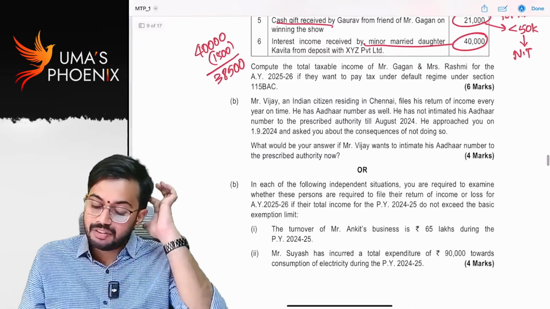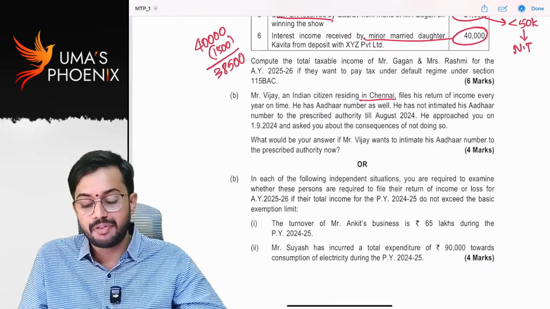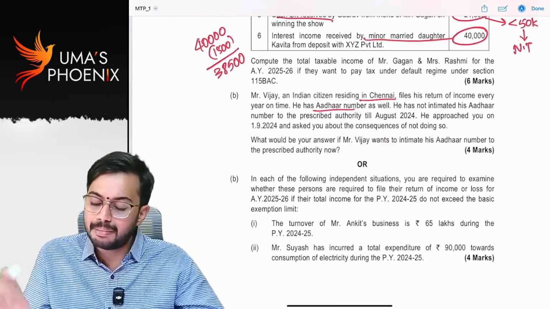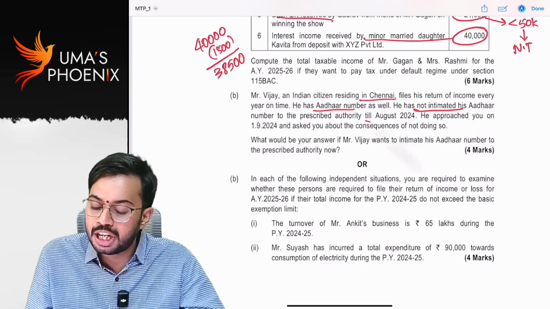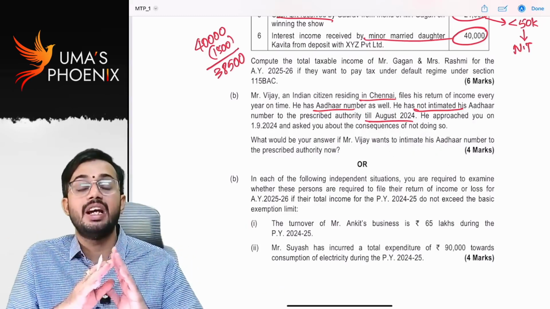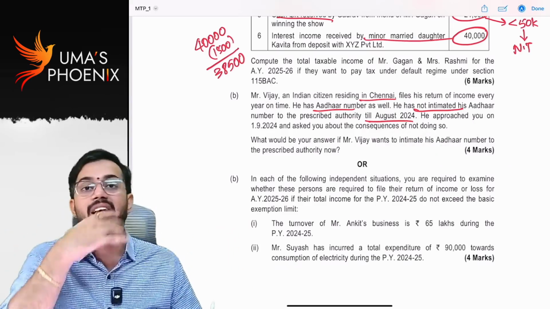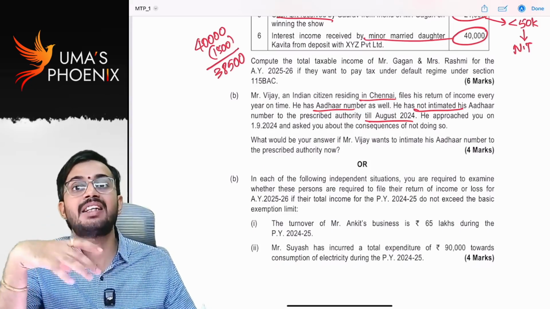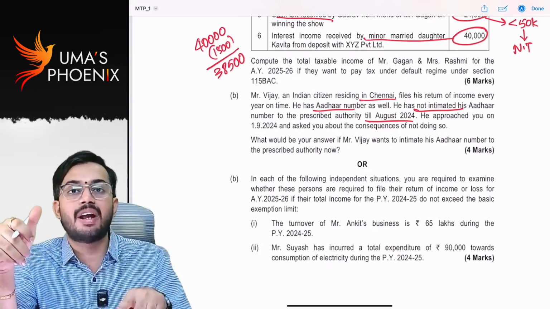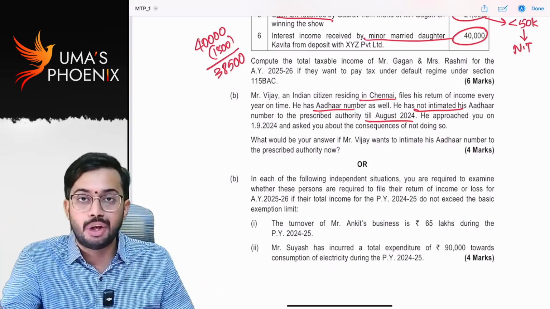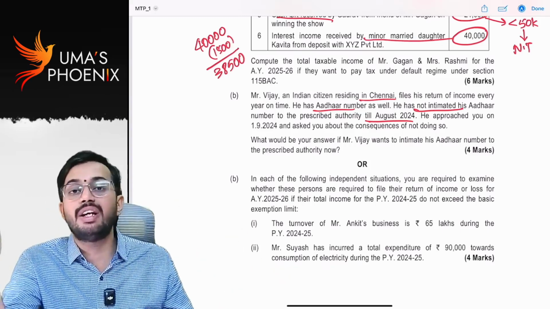Next, Mr. Vijay, Indian citizen residing in Chennai, files his return of income every year on time. He has Aadhaar number as well. He has not intimated his Aadhaar number to the prescribed authority till August 2024. See, if Aadhaar number is not intimated, if Aadhaar number is not linked with PAN, then there are certain consequences. What are those consequences? If Vijay is eligible for refund, refund will not be issued to him. Not only refund, interest on refund will also be not given to Vijay.